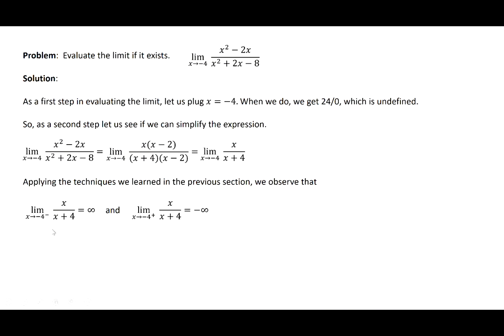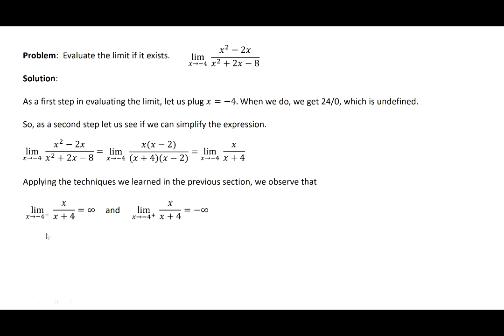Whereas if you look at the right-hand limit, then you get negative infinity by a similar argument. Pick x to be negative 3.9, which is slightly to the right of negative 4. And then you will have negative 3.9 over positive 0.01, and that's going to be a negative number. And so that goes to negative infinity.